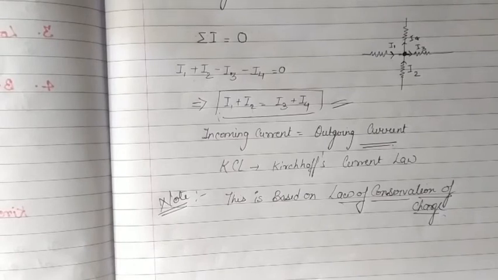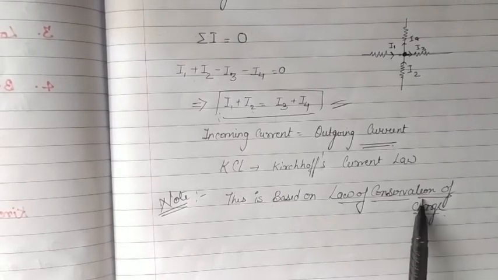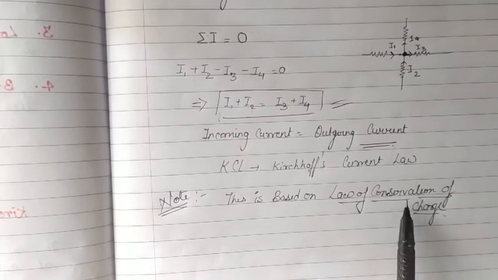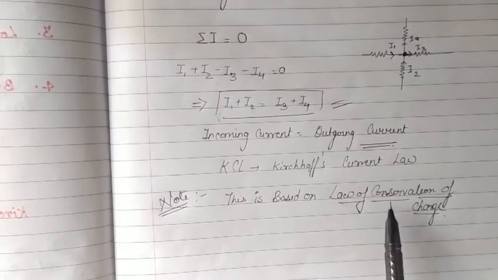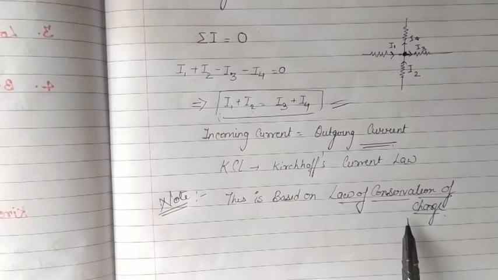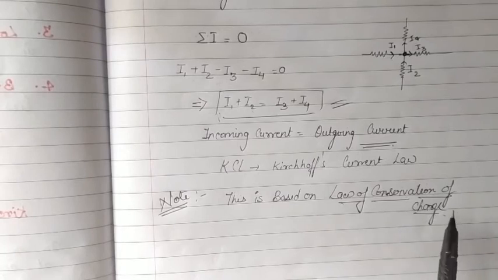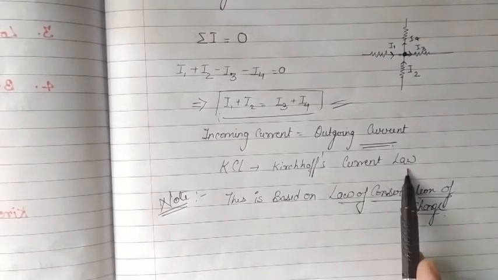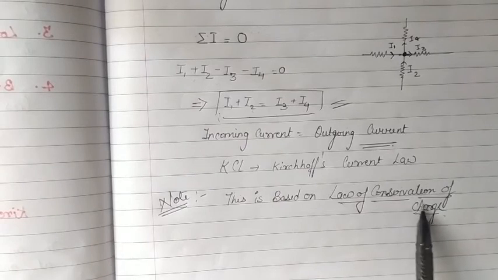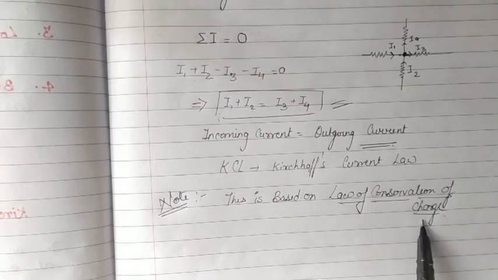Why are we saying that it is based on the law of conservation of charge? Because in the whole process no charge is accumulating or originating at any point of the circuit. So whatever charge flows towards the junction in any time interval must be equal to the charge flowing away from the junction in that same time interval. So we can say that the above law, or Kirchhoff's current law, is based on the law of conservation of charge.